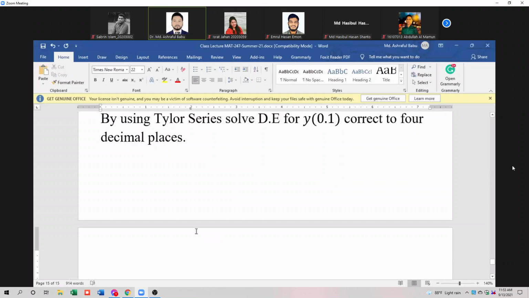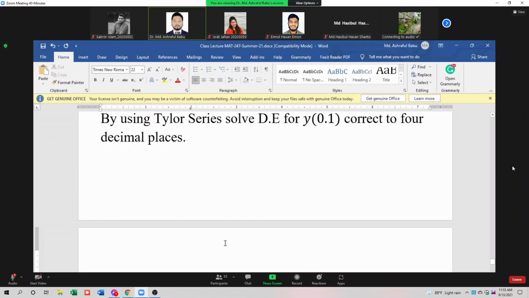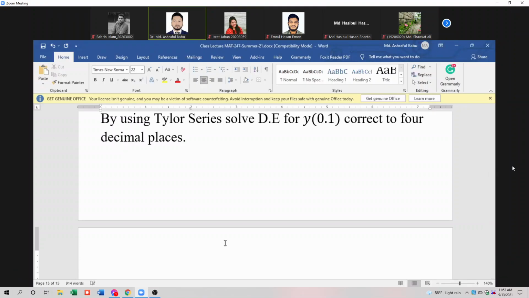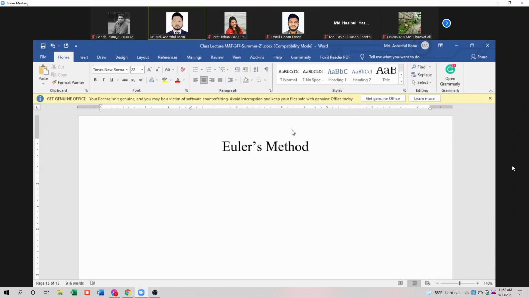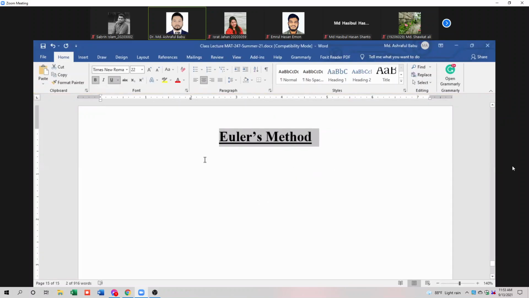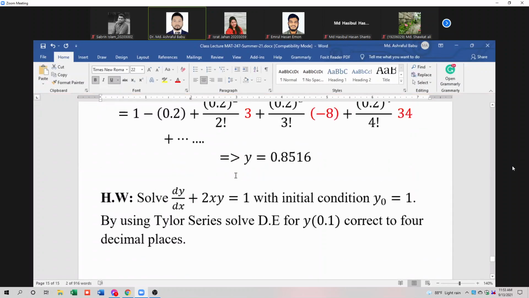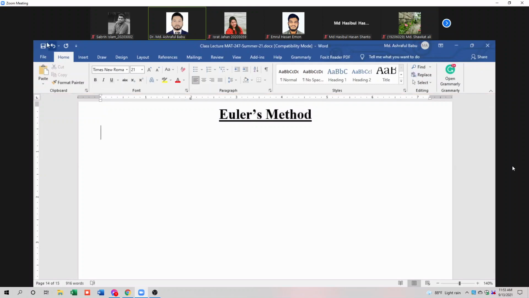So for solving a differential equation using a numerical method, the second method we have to use is called Euler's method. This is a little bit different from the previous method, that is called the Taylor series method. There is no series in here. So this is actually a successive iterative method, we can say.